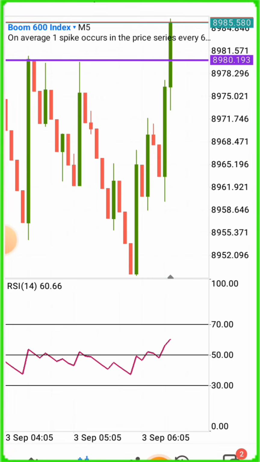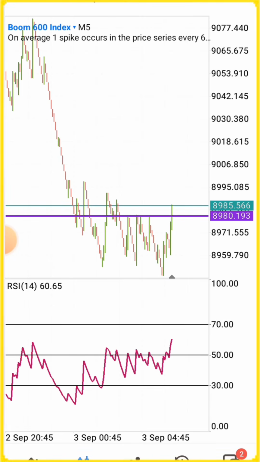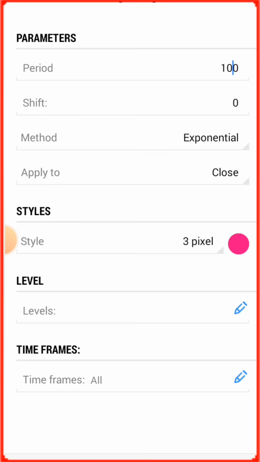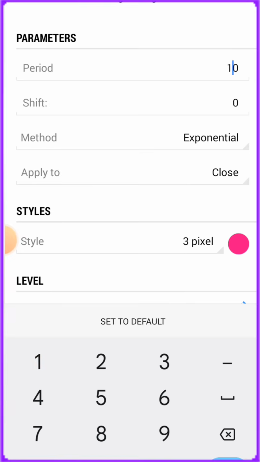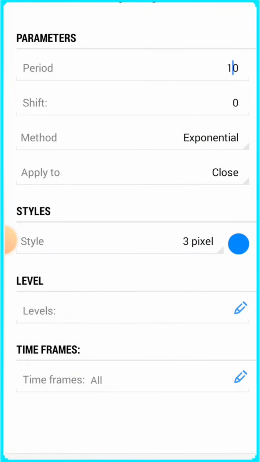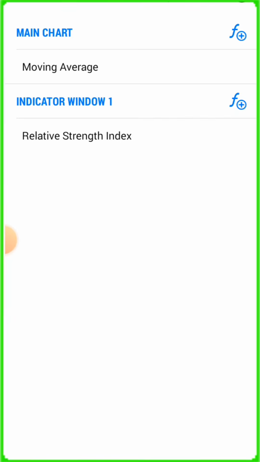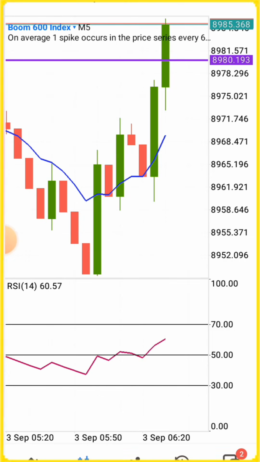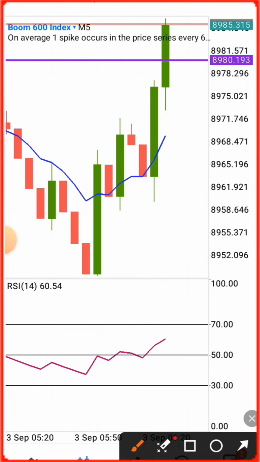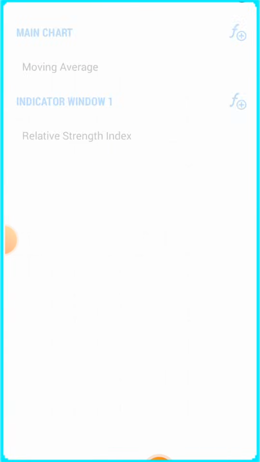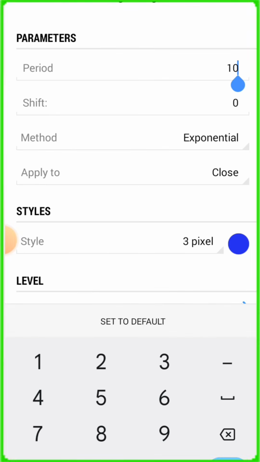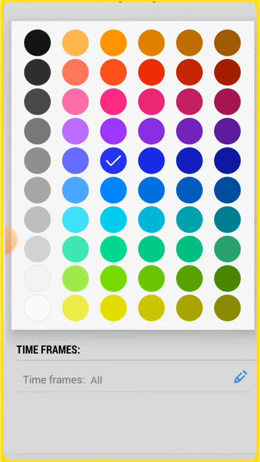Then for you to clarify this market and be sure of what you have, you can also add another moving average. You can add moving average 10 to detect the move of the market. Look at it, this is where the moving average is. Look at it here. So for you to clarify the long trend in a little period, add moving average 21.